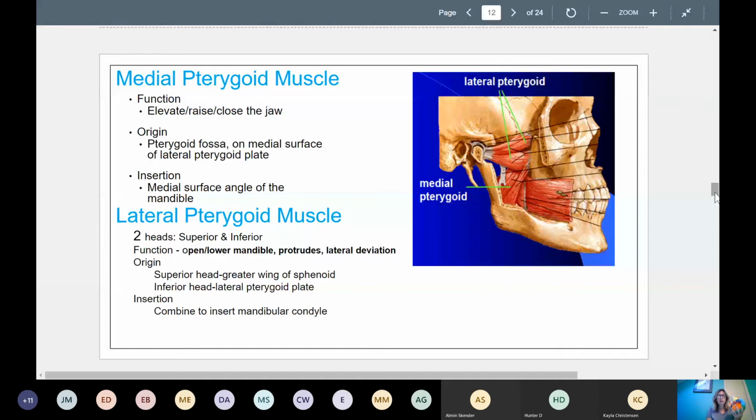And then the inferior head is going to be attached to the lateral pterygoid plate, which is this one right here. And we've already looked at the lateral pterygoid plate. And then together, they're going to come together and insert into the mandibular condyle. And that's the sliding back and forth that you're going to get.